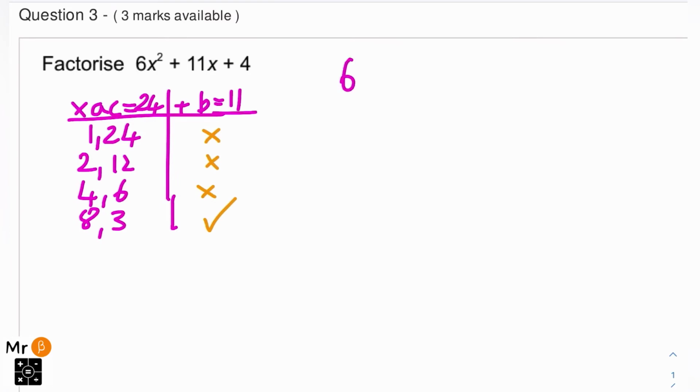So we rewrite out our quadratic, but with our two answers we have just found. Doesn't matter which way you write it, you could have rewritten this as 6x squared plus 3x plus 8x plus 4, or the way I've shown you. We split our quadratic in the middle, factorise each side carefully and separately.